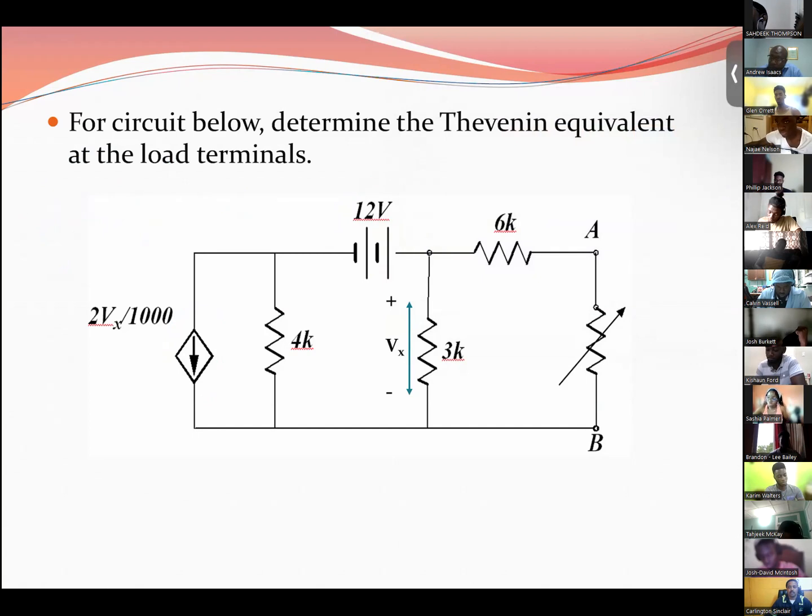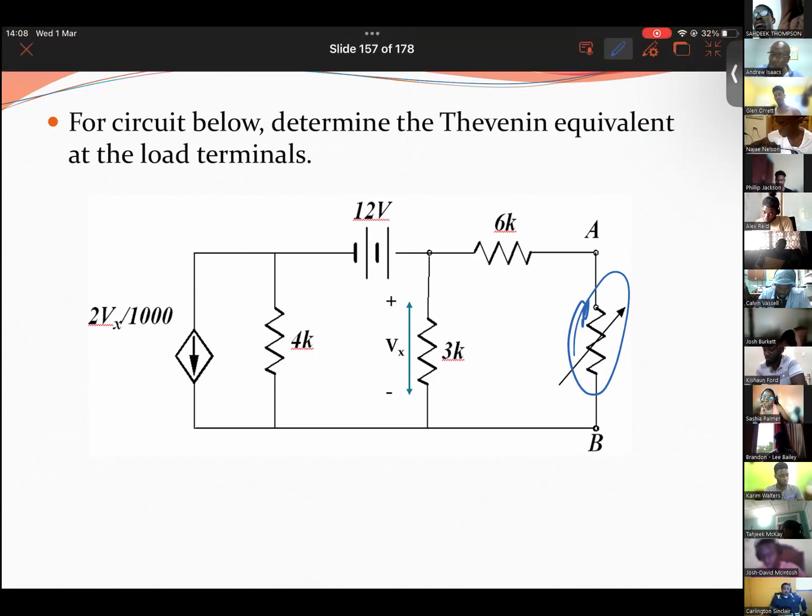Now, note all I have put here is a variable load. It doesn't matter what that resistance is. Once you have the Thevenin or Norton equivalent, you can put in any resistor there, and you'll be able to find the current through it. All right? So we're just putting that resistor in place.